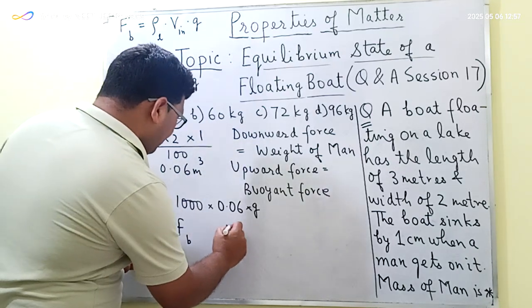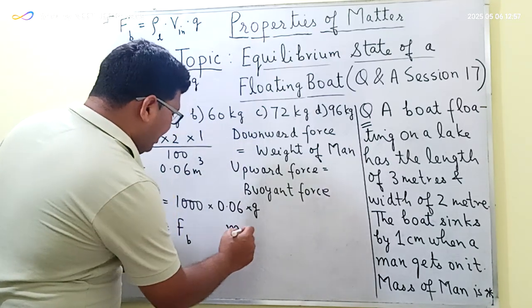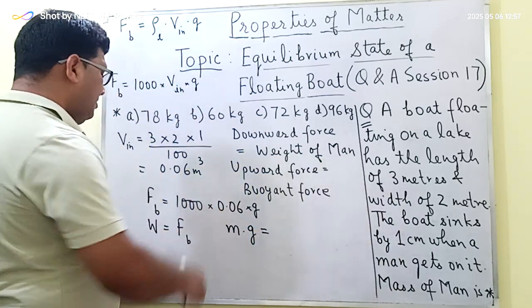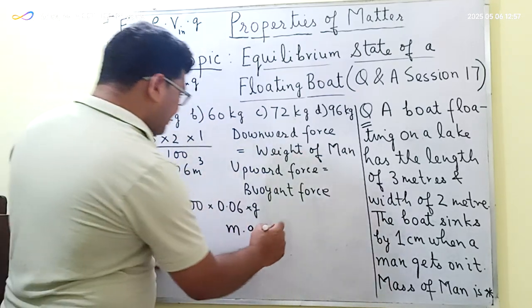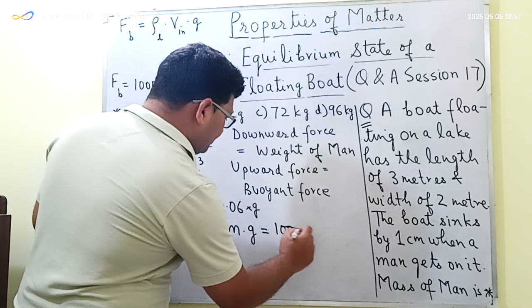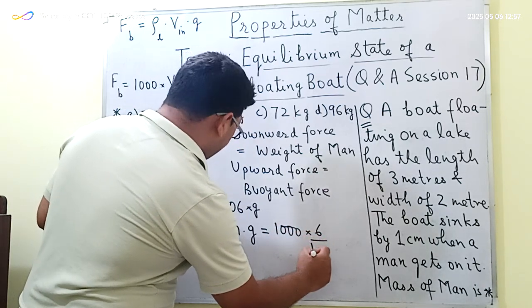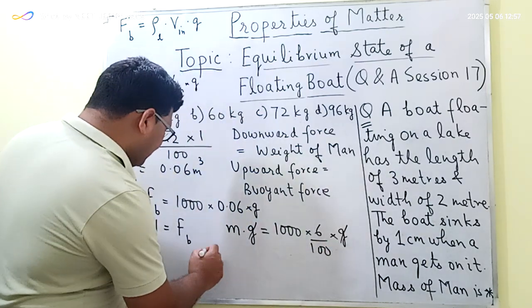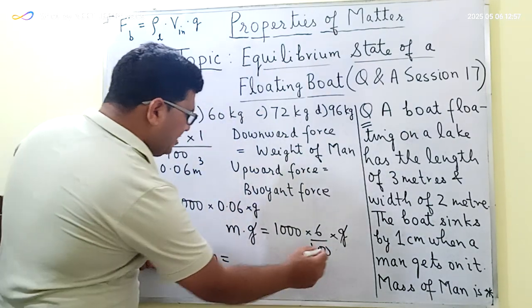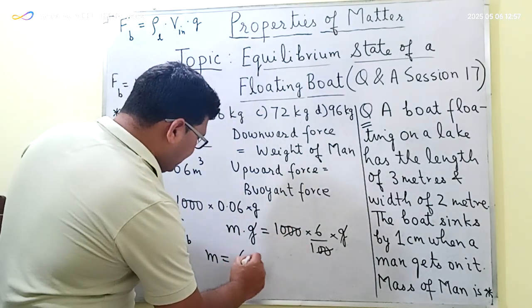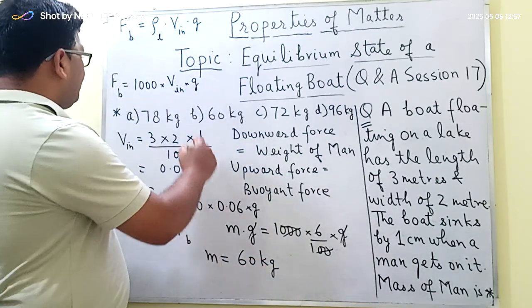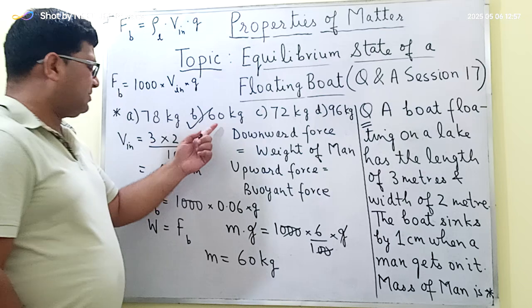So this will be equal to m into g. This is the weight of the man, and this should be equal to 1000 into 0.06. So this is equal to 1000 into 6 by 100 into g. So from here g and g will get cancelled out. So the mass of the man will be equal to 60 kg. So the correct option here is B, that is 60 kg.